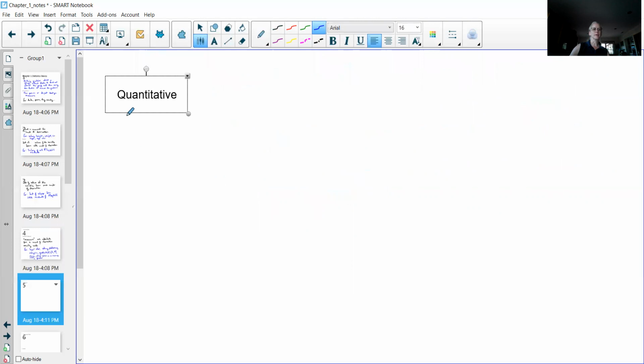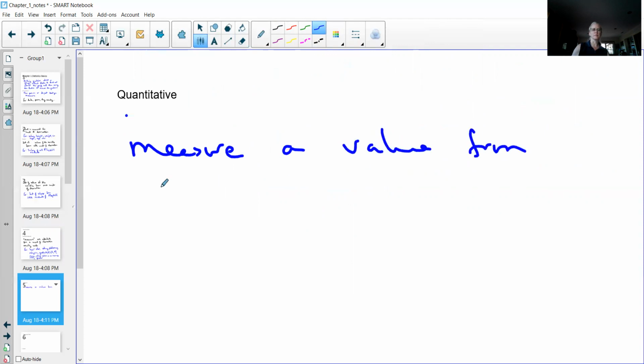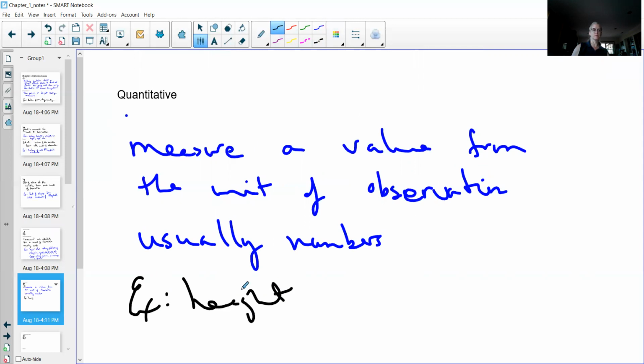The other type of variable is what we call quantitative. So quantitative is where you measure, and this time you can actually think of it as really measuring something. Measure a value from the unit of observation. These are usually numbers. So some examples of these would be your height, your age, if you're actually giving your actual age, your IQ, which people really don't use anymore, but it's there in case you want to use it.